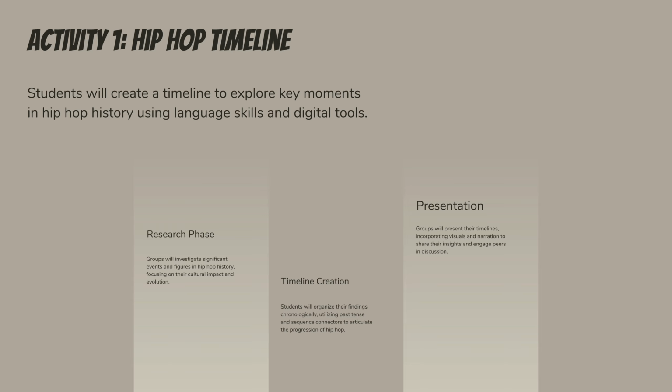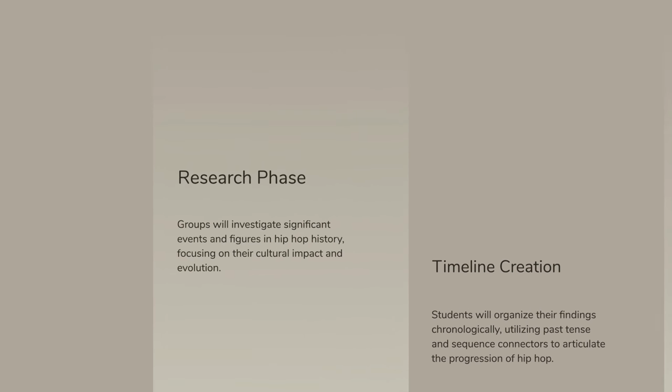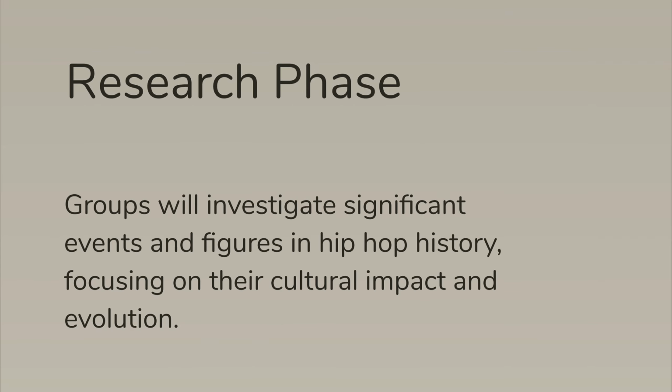Okay, so the first activity is going to be a hip hop history timeline. They're gonna research the history of hip hop. They're gonna create a timeline using the past tense and sequence connectors to articulate the progression of the history. And they're also going to make a presentation, so they will use their oral skills in order to present it. These are the three important things for me in this activity.